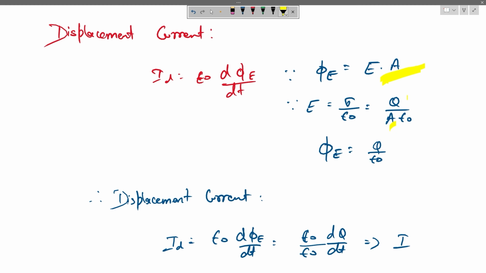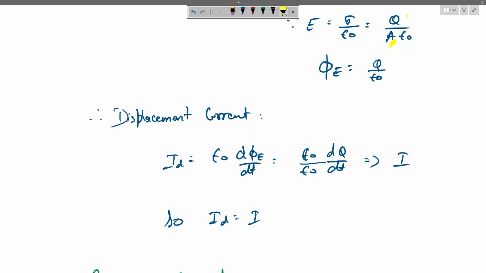Now displacement current is defined by epsilon naught d phi by dt. After substituting this flux in this expression, we will get epsilon naught multiplied by dQ by epsilon naught. So it would be cancelling the epsilon naught and we will get the value of displacement current equal to I. So the displacement current would be equal to conduction current.